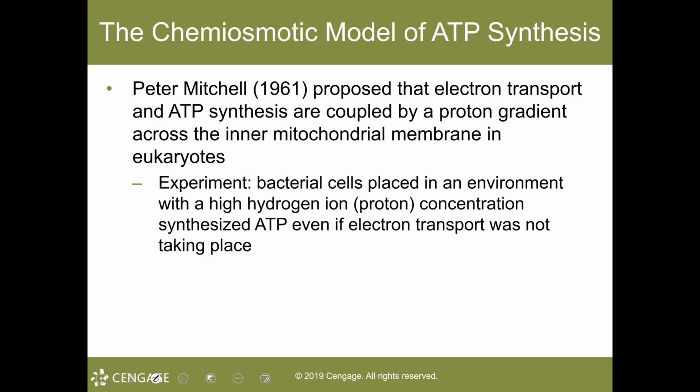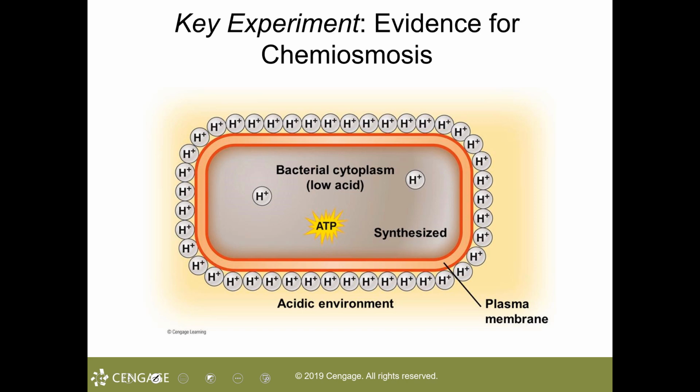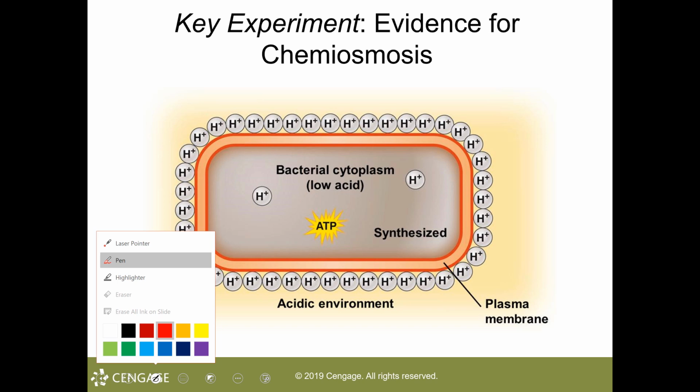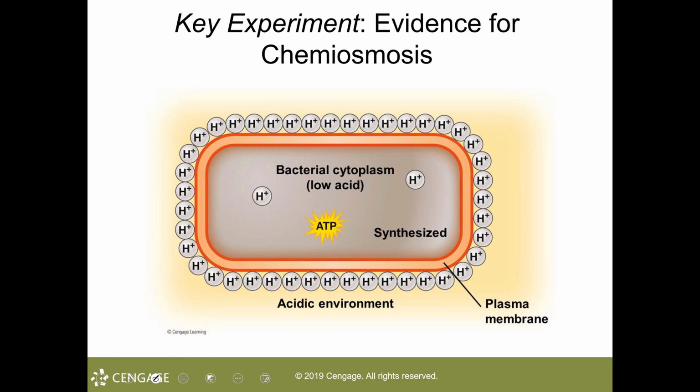So, of course, what happened is by experimentation, the bacterial cells were placed in an environment with a high hydrogen ion concentration, or a high proton concentration, and of course, they synthesized ATP, even if the electron transport chain was not taking place. So I won't go over this key experiment, but this experiment is what showed, of course, chemiosmosis. And I know you're saying, what's this term chemiosmosis? I've heard you say it a few times. What does it mean?